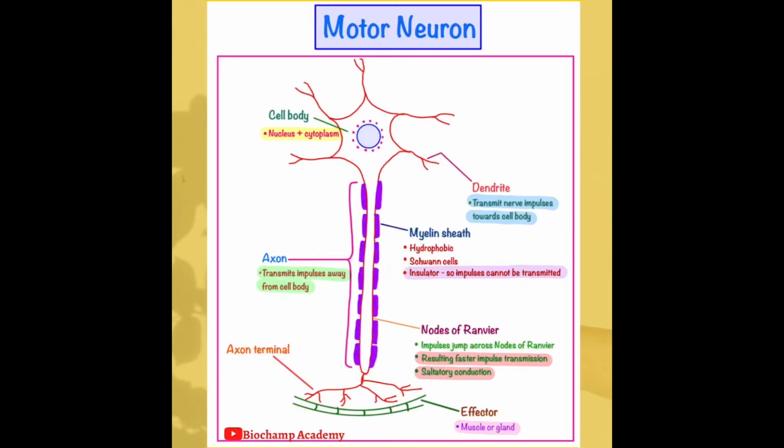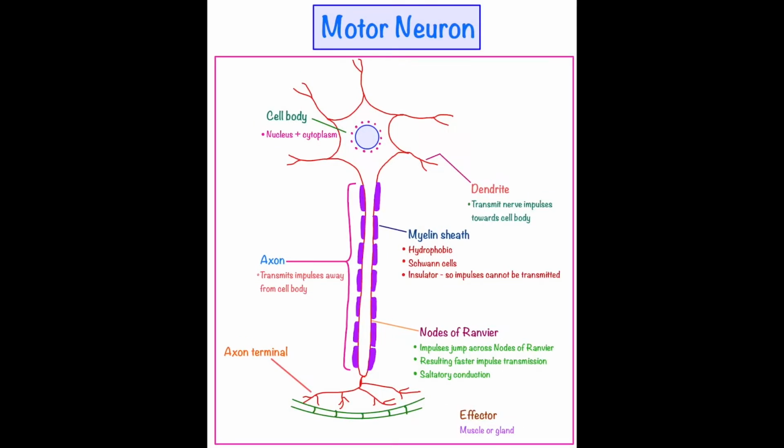In this video, we are going to learn about the structure of the motor neuron as well as the adaptation towards the structure of the motor neuron, that how it helps to transmit the impulses all across our body. So let's begin with the video. So here is the diagram for the motor neuron.